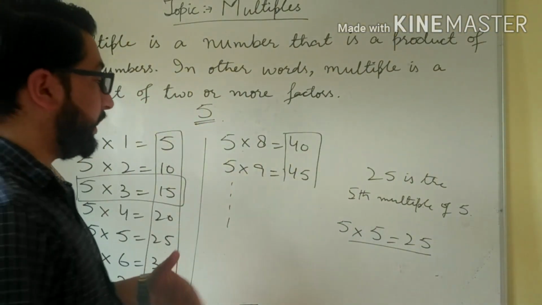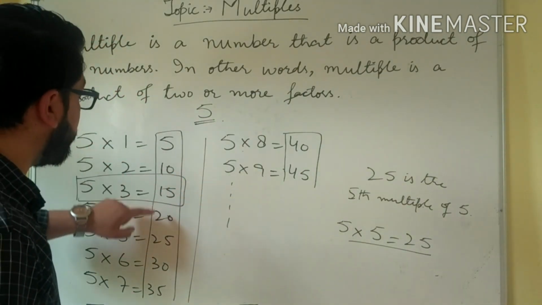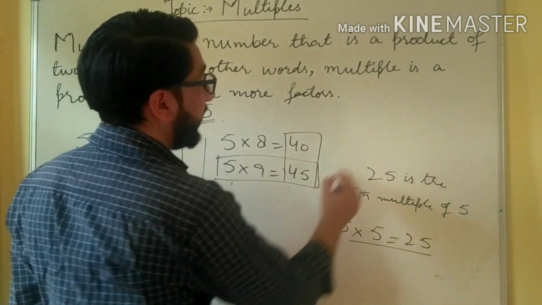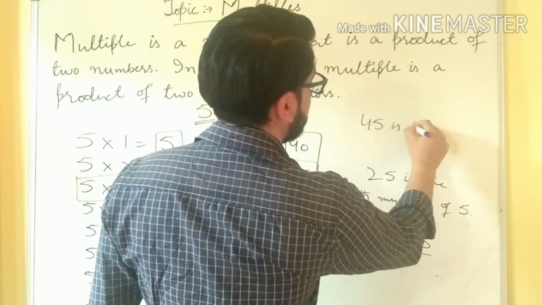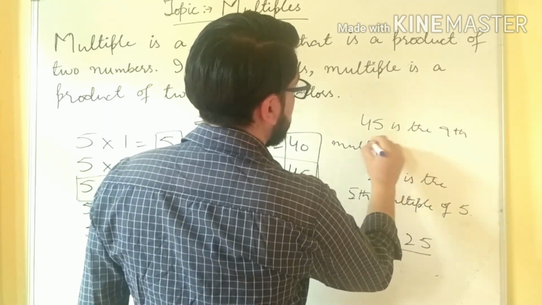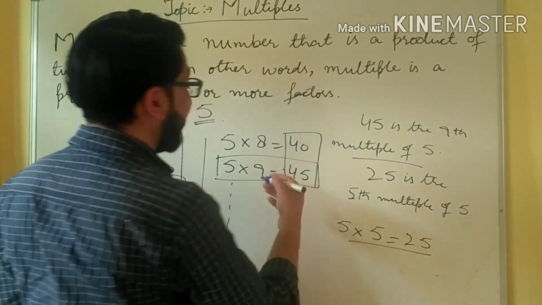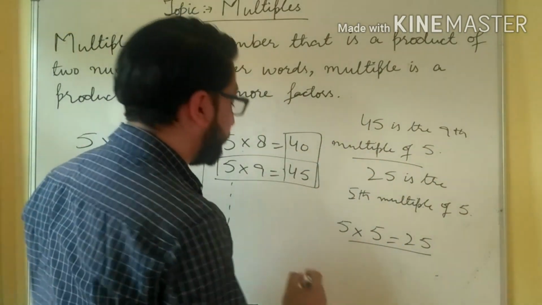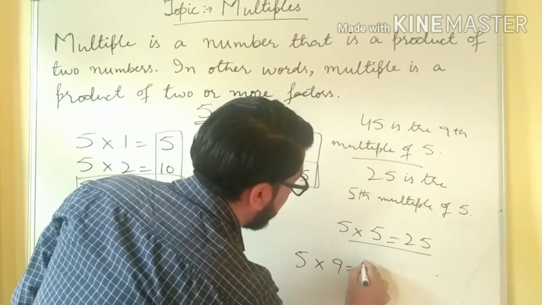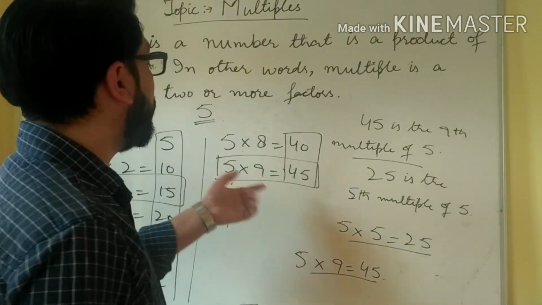So there will be the same question. What is the ninth multiple of 5? We will count here 1, 2, 3, 4, 5, 6, 7, 8, 9. So this 45 is the ninth multiple of 5. So in another way we can do it like this. What is the ninth multiple of 5? That means 5 multiplied by ninth, that is 9, 5 nines are 45. So we can say that 45 is the ninth multiple of 5.